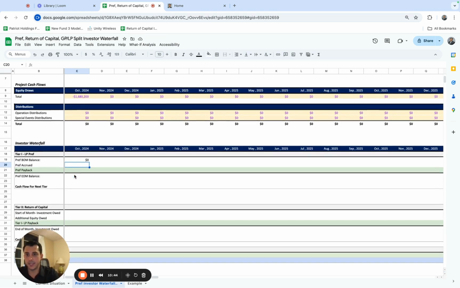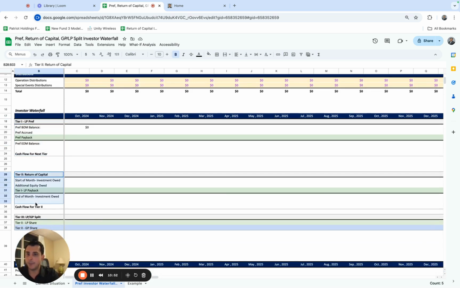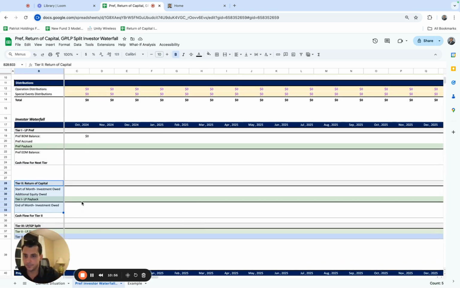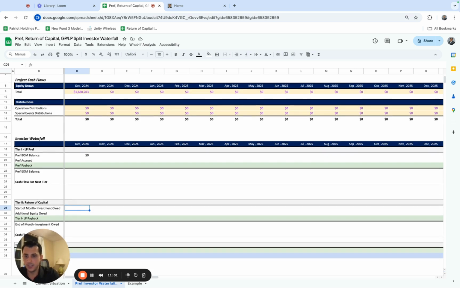Well, it depends on the capital balance that we owe. So we have to go down to this one. It's interesting because these are interconnected. The pref is based on how much return of capital you have, so you're building them together. You're not building one and the other. So what we're going to do is look at the start of month investment owed, 0. We're going to say additional equity owed, and it's going to be this right here. I like dealing with positive numbers, so let's make that positive.